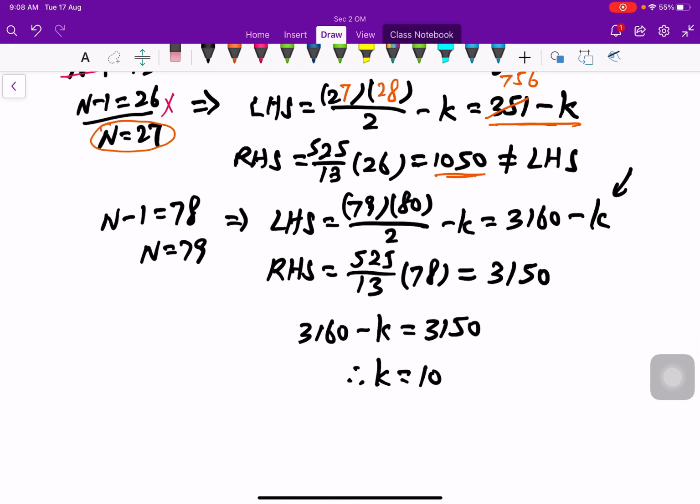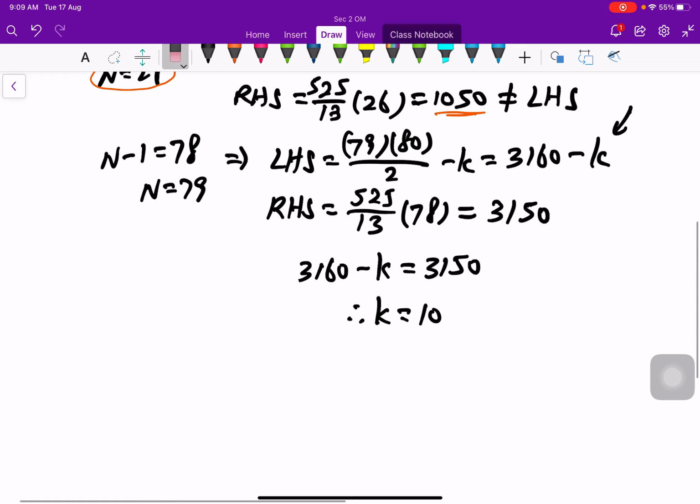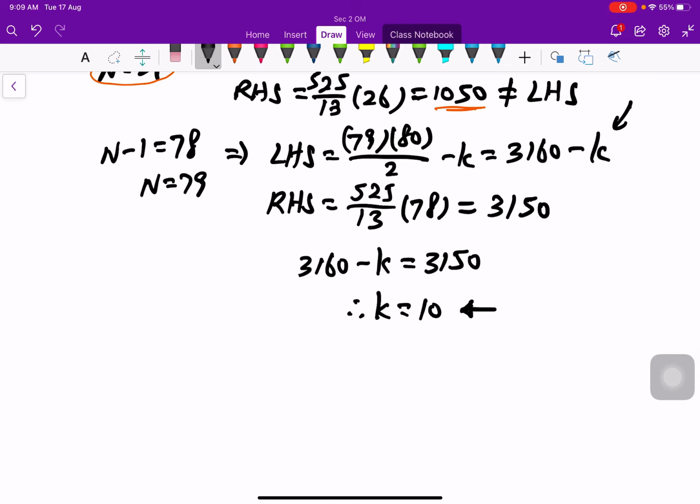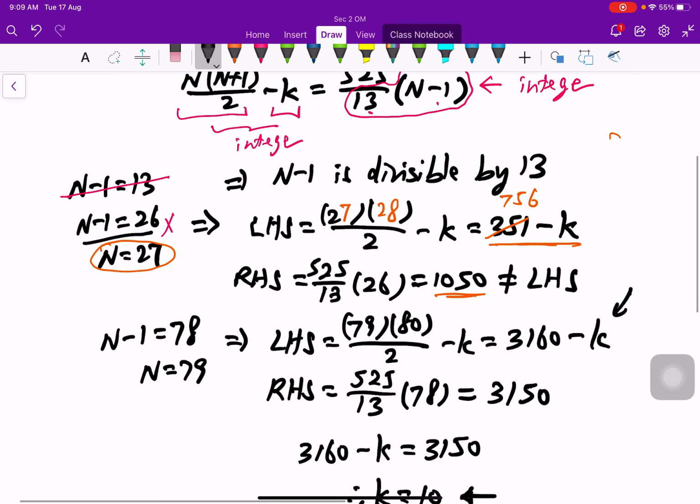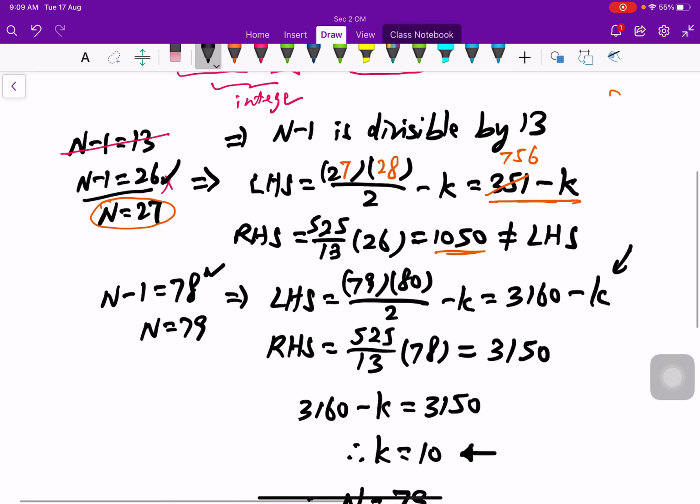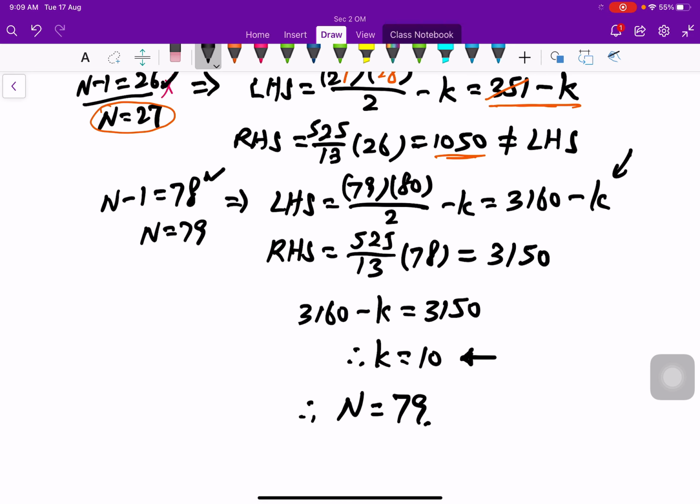Therefore, it's quite a nice question. And in this case, they never ask for this removed integer. They ask for n. Therefore, your n is actually 79. Quite a nice question, but I think you have to test quite a fair bit. That means you start from 26 and then you go all the way to 78. Then you can get the correct answer. Okay, with that, I stop here.